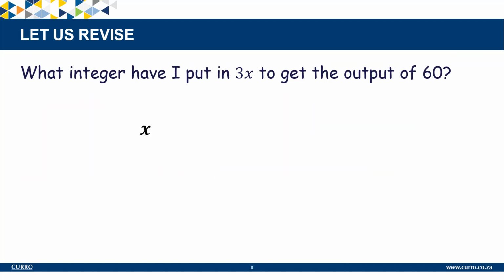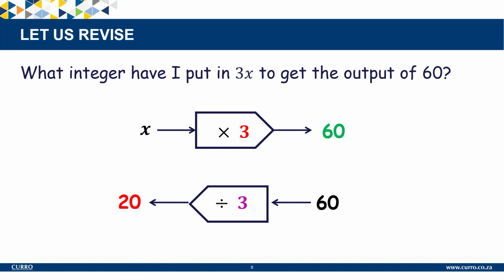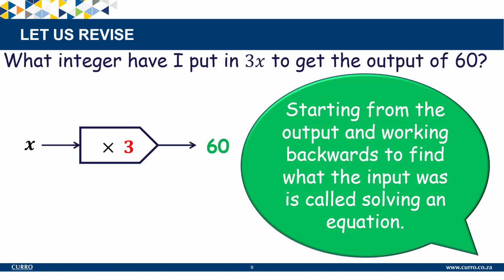So we've got x. Let's see what happened to x. We multiplied x by 3 to get 60. So in other words, to get the input number, we must just undo what we've done. So take the 60 and divide by 3 instead of multiplying by 3. And then we've got our input number, and we've solved for x. And this is what it means to solve an equation. It's to find the input value. So starting from the output and working backwards to find what the input was is called solving an equation.